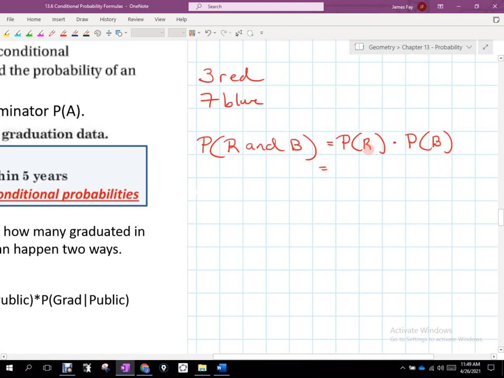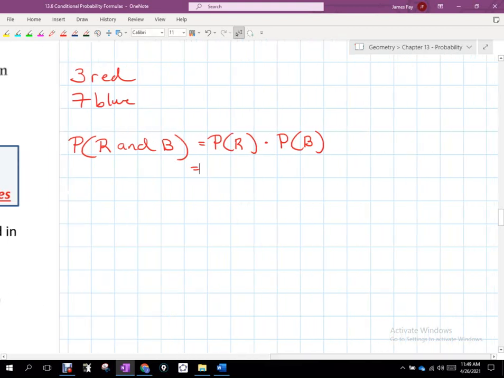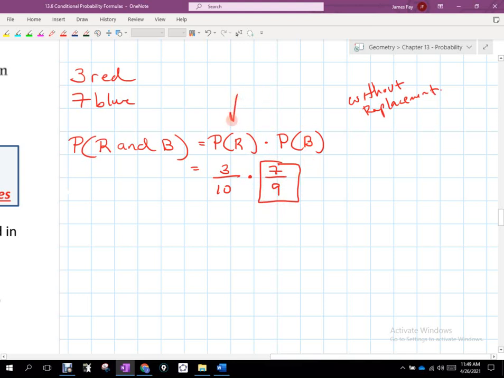So I'm going to rewrite this a little bit differently, because right now we're saying we're going to keep the first one out. So this is without replacement. The probability of red would be what, 3 out of 10? Does that make sense? But now the probability of blue would be 7 out of how many? Because I kept the red one out, 7 out of 9 now are blue, right? So this probability changed because that one already happened.